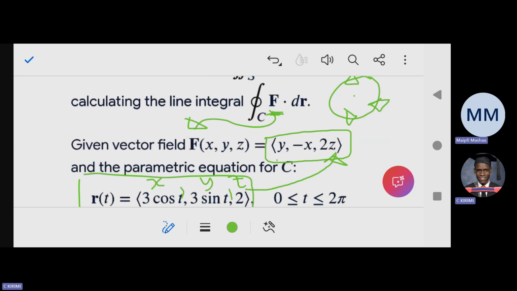Minus x, you are going to replace x with 3 cos t, y with 3 sin t. Any problem there? So it's a matter of now rewriting that function f, which was originally in terms of variables x, y, and z. And then you rewrite. Now you find your what? The integral. Before you find the integral, you find the function of what? T. Find the function of f, isn't it?